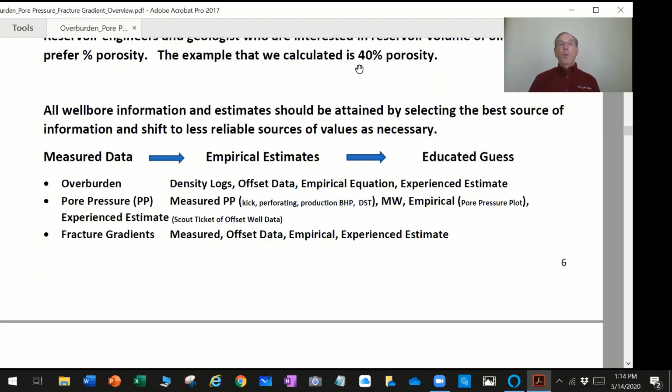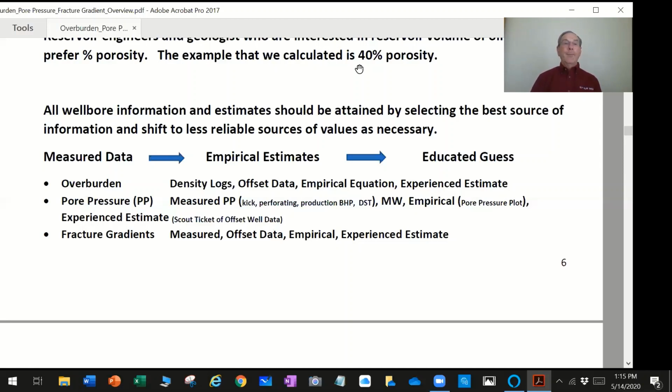Now, all wellbore information and estimates that we use in doing our well design work should be obtained by selecting the best source of information and then shifting to less reliable sources of values as necessary. And here's some examples. So, you always want to use measured data first of all, if you have a measured data point, and then if you don't have that, you may go to an empirical estimate. Now, an empirical estimate is probably going to be an equation that fits data for some area. You can't derive an empirical equation. It's an equation that fits data. And then you may even make an educated guess based on experience.